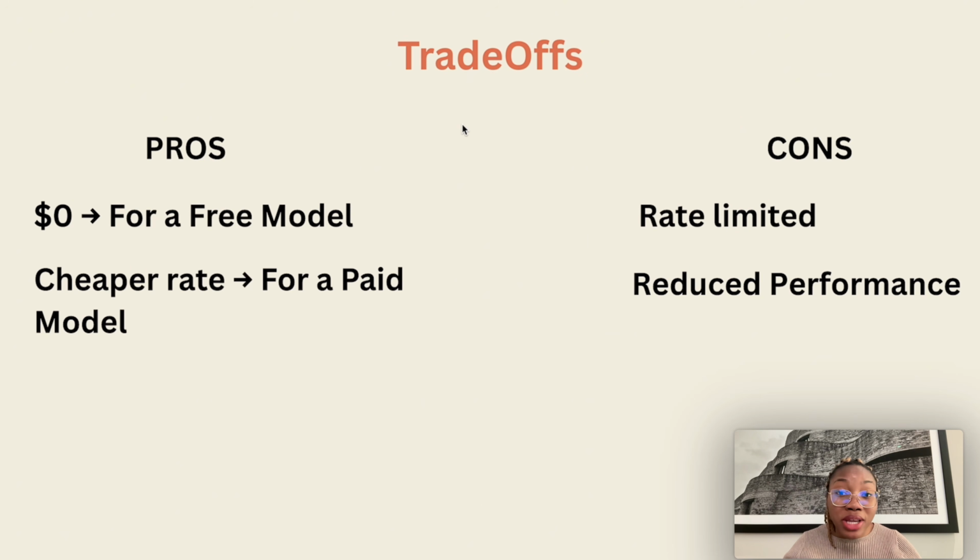So as we know, free is amazing, but you could also get rate limited if you're not using that free router that we spoke about, and a lot of people are using that specific model that you're looking at using right now. And we also have reduced performance because those free models might not perform as well as Sonnet or Opus might actually perform.